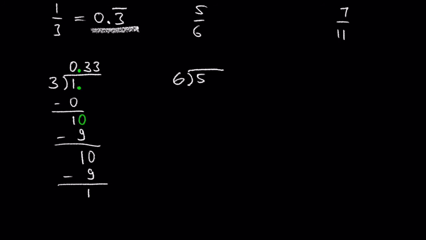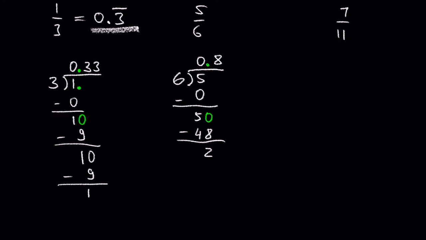0 times. 0 times 6 is 0. Write the 0, subtract 0 from 5 and we get 5. Bring down the 0 and put a decimal point. Now divide 50 by 6, which is 8. 8 times 6 is 48. Subtract 48 from 50 and we get 2.